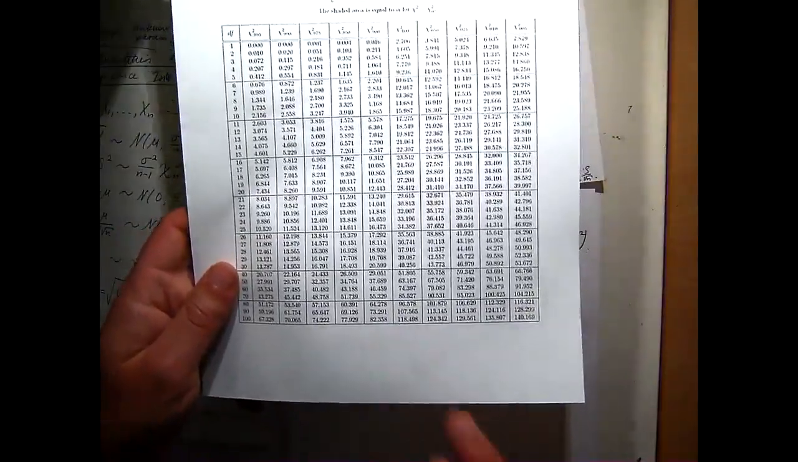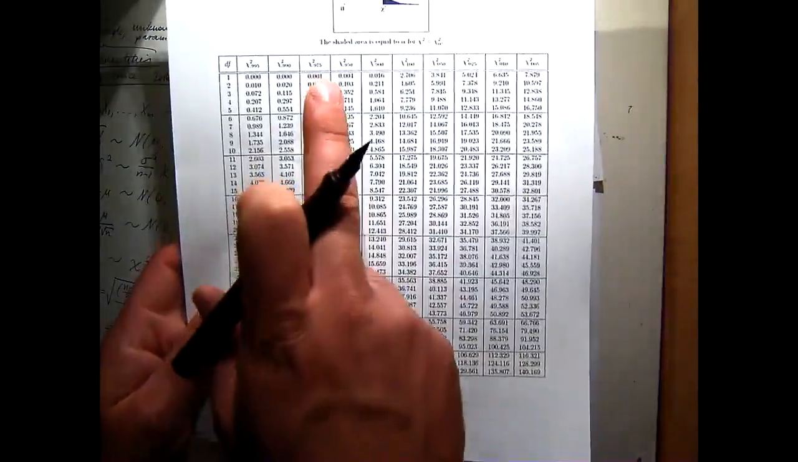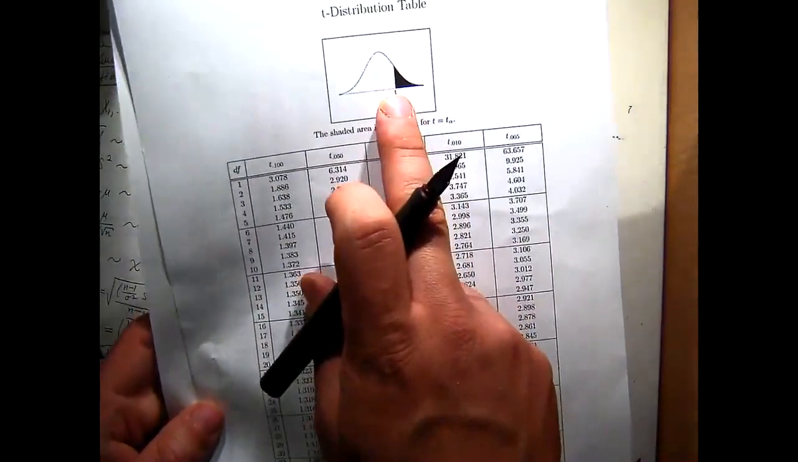Okay, so let's use those. You'll notice on the chi squared distribution table, unlike the t distribution table which I showed you before, the t table only gives you the quantiles on the right-hand side.